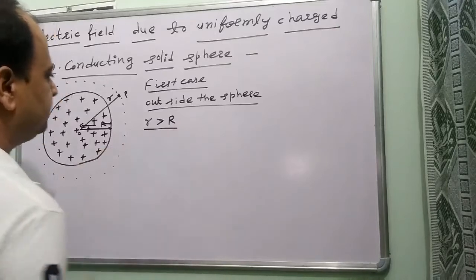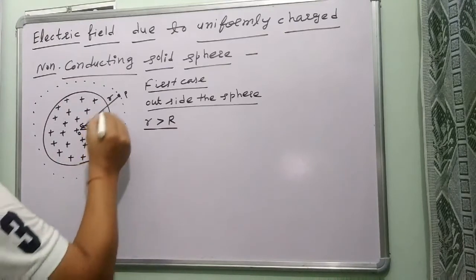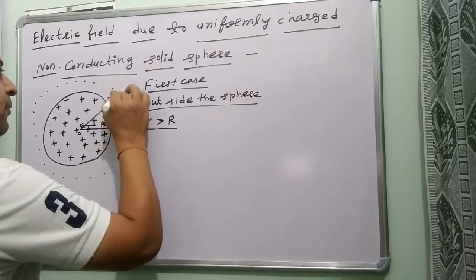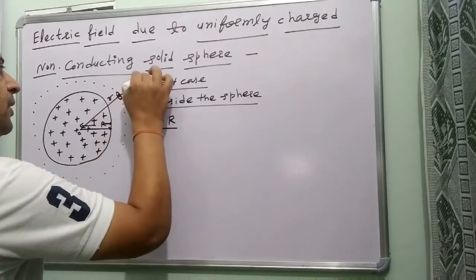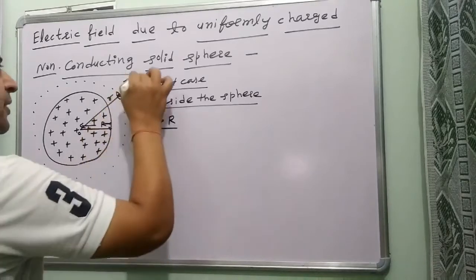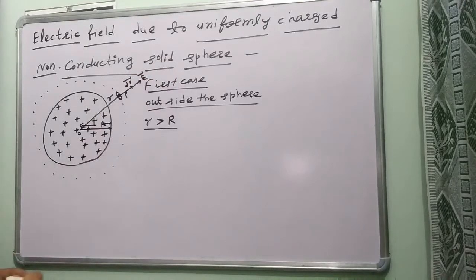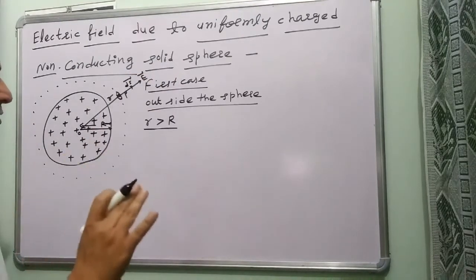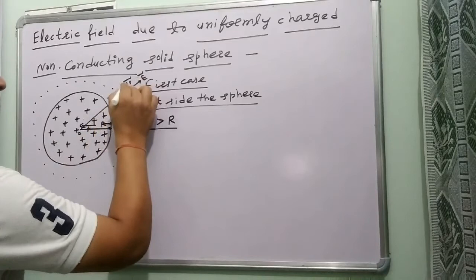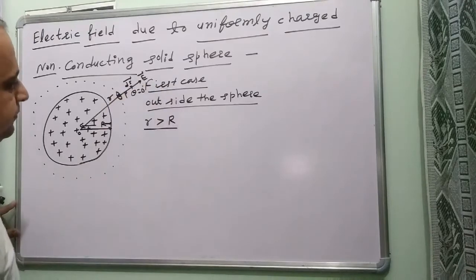So this is the Gaussian spherical surface. We consider a surface element ds vector in the electric field direction. Electric field direction is in the radial direction, meaning the direction of the electric field is along the radius. So the angle between E and ds, the electric field and area vector, theta is 0 degree.